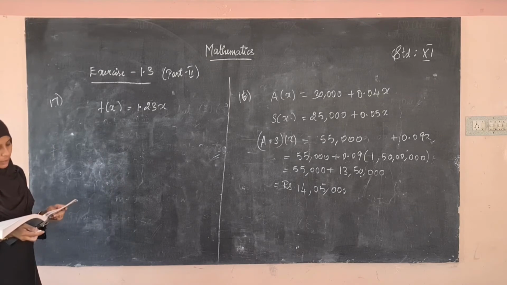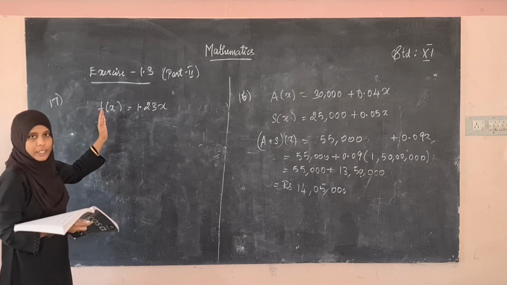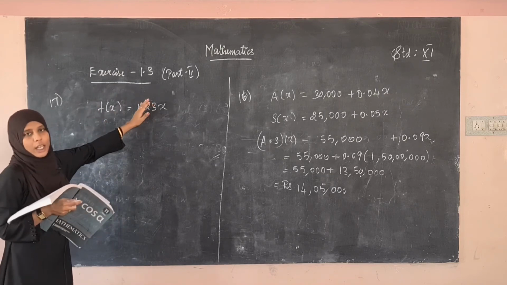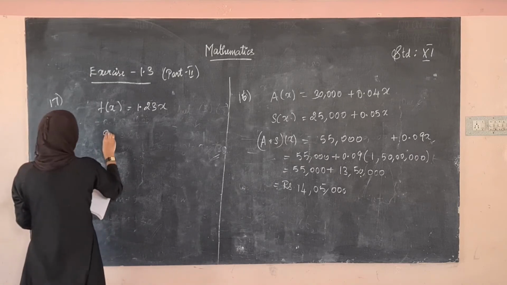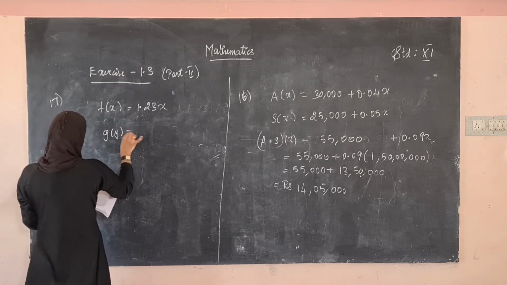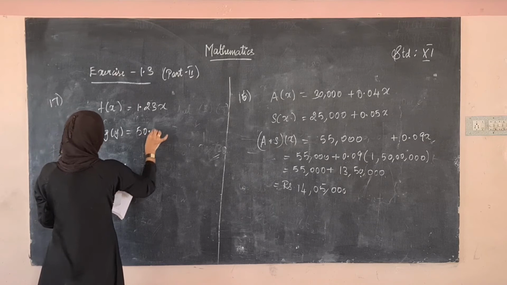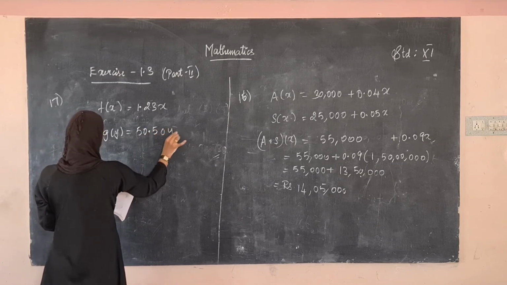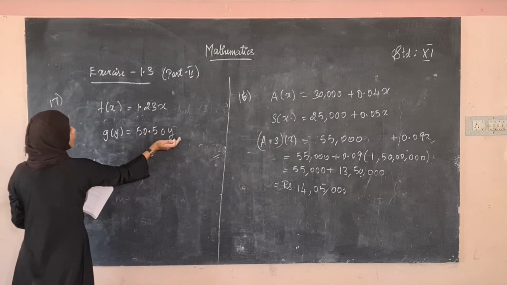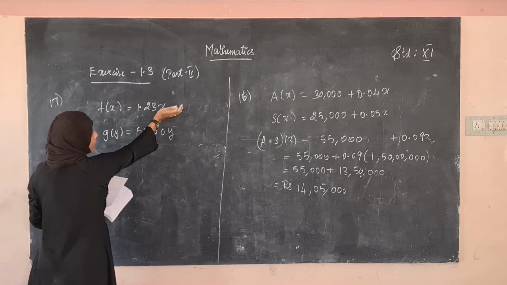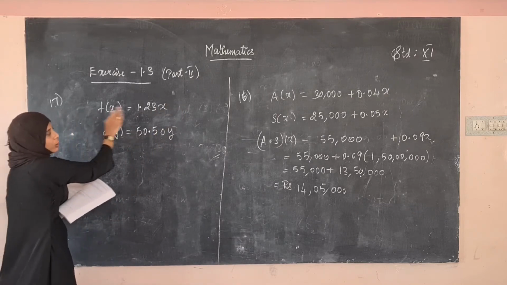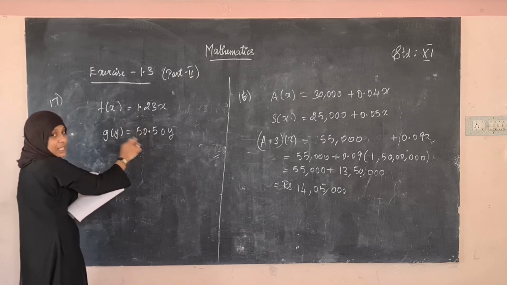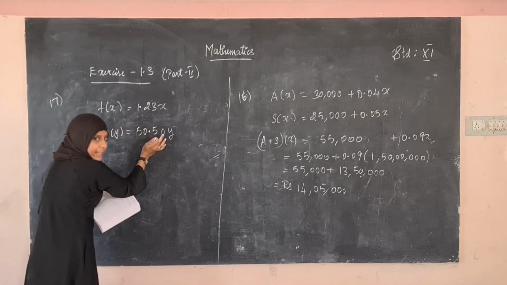On the same day, the function for exchanging Singapore dollars to Indian rupees is g of y, which is equal to 50.50y, where y represents the number of Singapore dollars. Here x represents the number of American dollars. This is a function of changing American dollars to Singapore dollars. This is a function of changing Singapore dollars to Indian rupees.